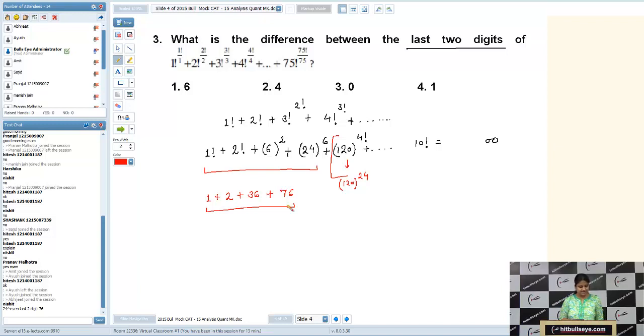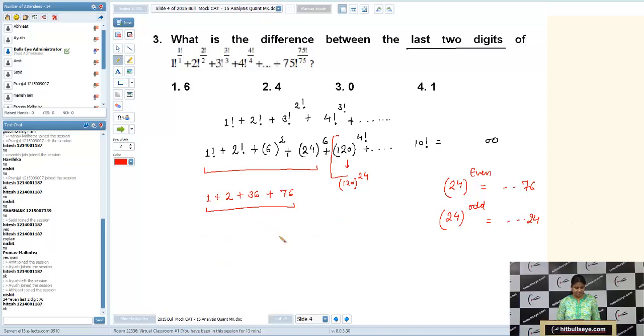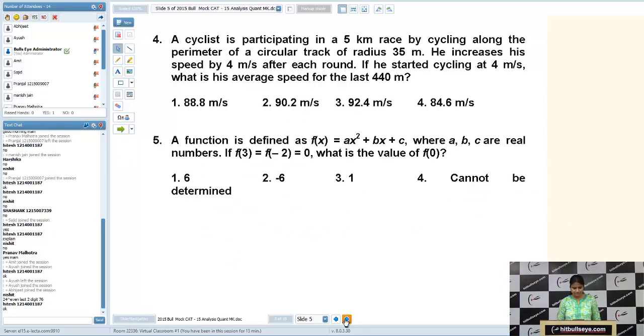Yes, Nishit, exactly, 24 raised to power even will end in 76. And whenever you have 24 raised to power odd, it will end in 24 only. It's a good shortcut for finding the last two places. Any problem still, Hitesh? Is it okay? Pranav? Okay, let us move.